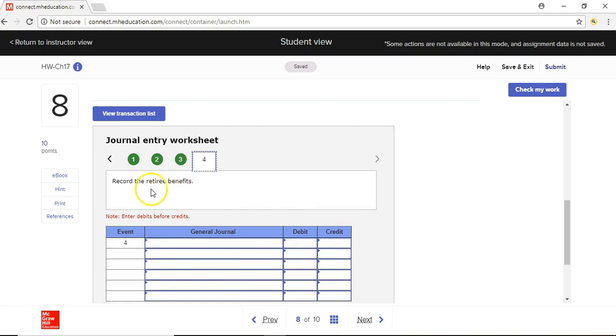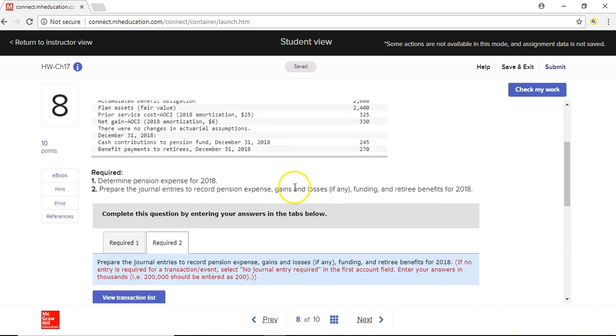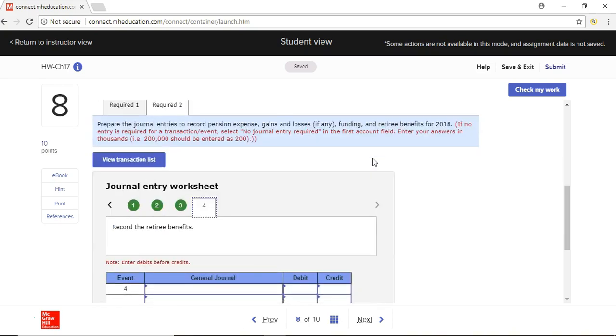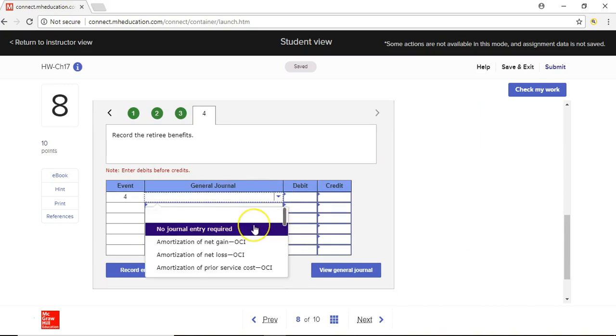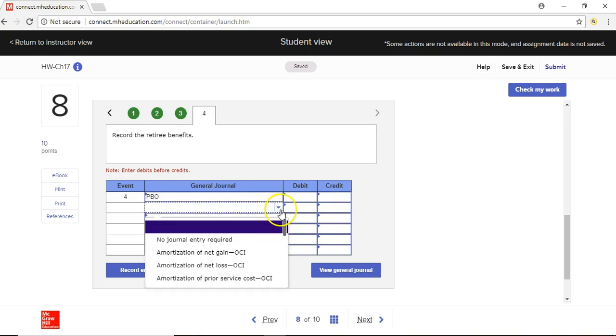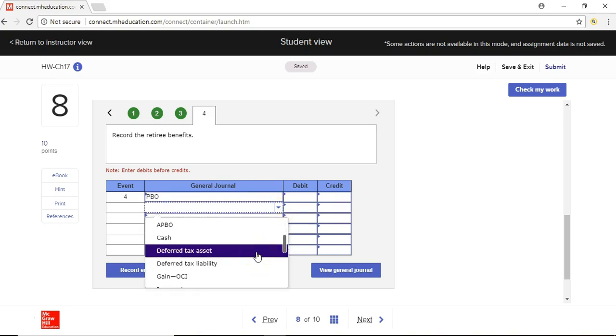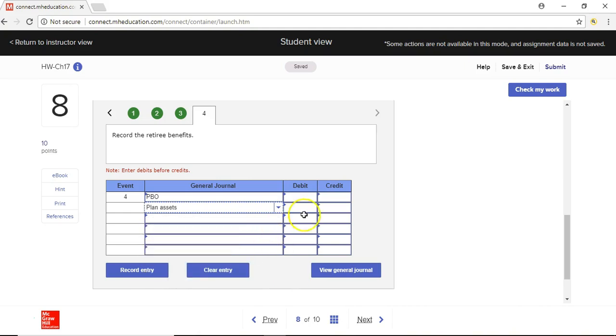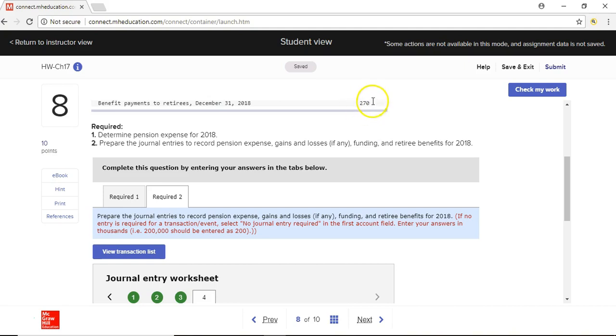The last journal entry asks us to record the retiree benefits. So at the end of the year, they paid $270,000 to retirees. The payment decreases the liability, so we debit the PBO, and we credit plan assets since you are paying retirees out of your pension fund. So plan assets should be decreased by the amount of $270,000.